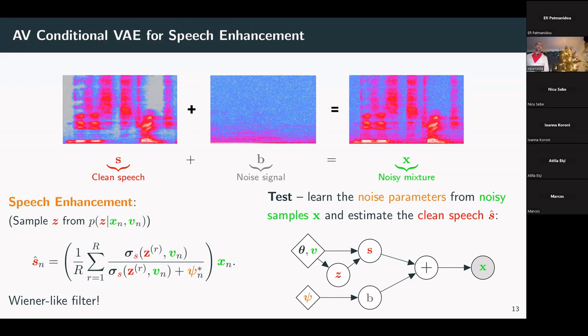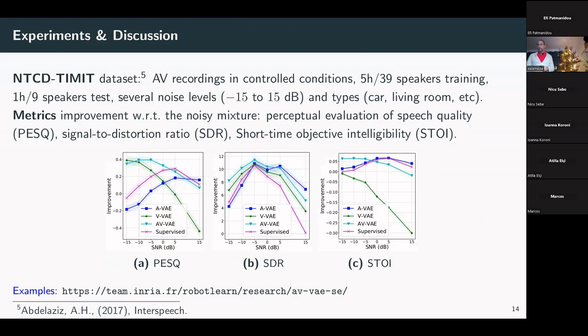All right, so we have evaluated this on the NTCD-TIMIT dataset, which is an audiovisual speech dataset. We have tried several types of noise, several levels of noise, and then we have evaluated this with three metrics, which are PESQ, the signal to distortion ratio, and the STOI. All three metrics share that the higher the better. And these are improvements over the noisy mixture. So this means that these are not, let's say, absolute values, but the values that are compared to the noisy mixture, which is, let's say, not doing anything, right?